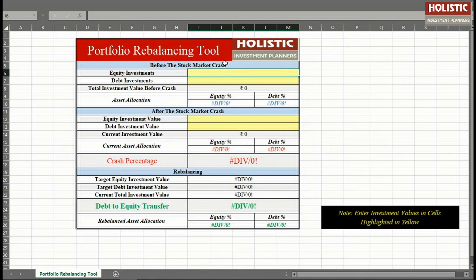It has 3 different sections: before the stock market crash, after the stock market crash, and rebalancing. For before the stock market crash, I am entering the value as 7 lakhs in equity and 3 lakhs in debt investment. So it automatically calculated the asset allocation as 70-30. And after the coronavirus stock market crash, my equity investment value has come down to 4,34,000. And my debt investment stays almost the same, 3 lakhs. So the coronavirus stock market crash is 38%. Based on this, the rebalancing shows how much should I transfer from debt to equity to rebalance my portfolio back to 70-30 ratio. Using this portfolio rebalancing tool is this easy.